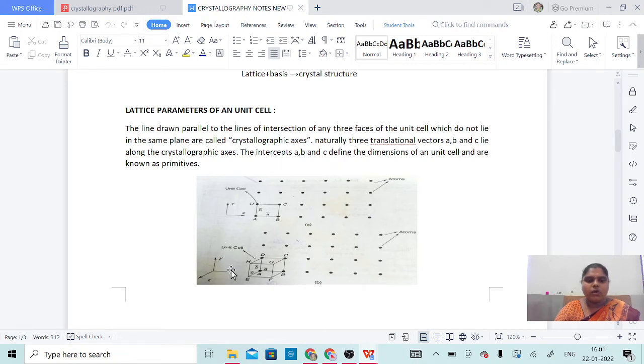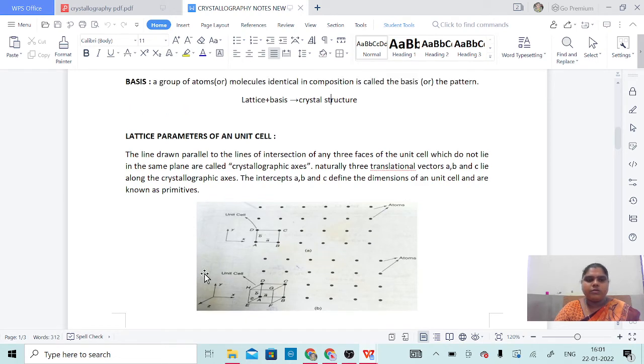Now see the crystal axes. The three translational vectors a, b and c lie along the crystallographic axes. The intercepts a, b and c define the dimensions of a unit cell and are known as primitives. This is the unit cell structure, these are the crystal axes, and these are the parameters.